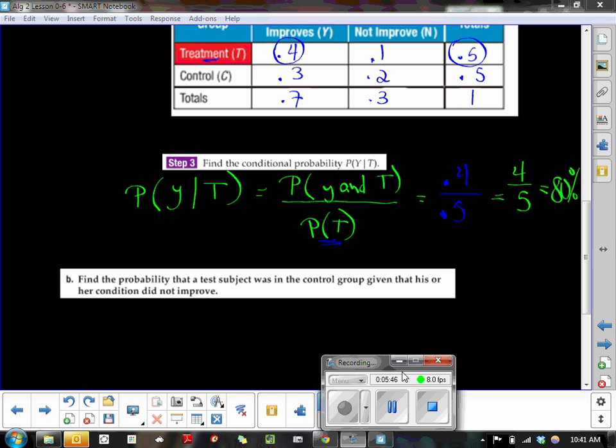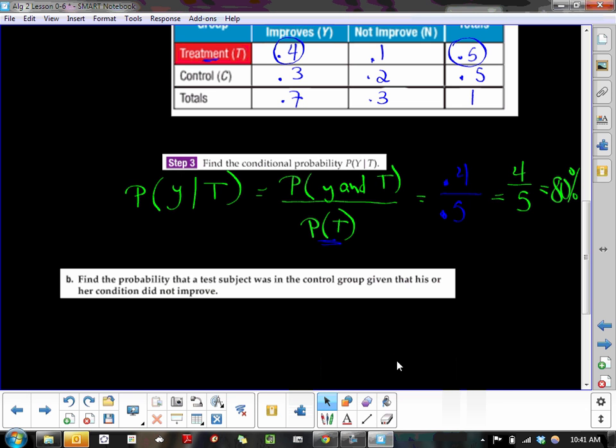Once again, we're set up to find a conditional probability. Here's the event that we want to have happen. It says that we are given that his or her condition did not improve. So given that they did not improve, what's the probability that they were in the control group? So we're going to calculate the probability that they're in the control group given that they did not improve.